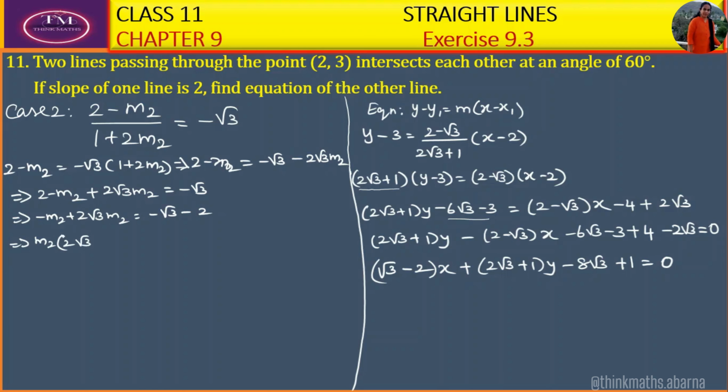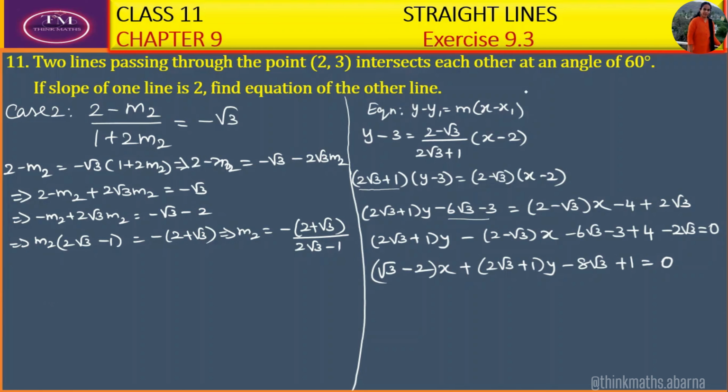2 root 3. Write the negative next. It is minus 1. Here you can take the negatives outside. So it is 2 plus root 3. Okay. Now m2 will be equal to minus of 2 plus root 3 divided by 2 root 3 minus 1. Okay. So this is the value of m2. That is for case 2.